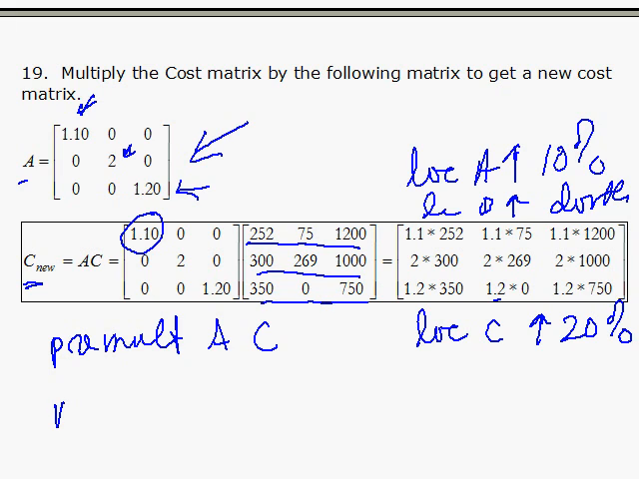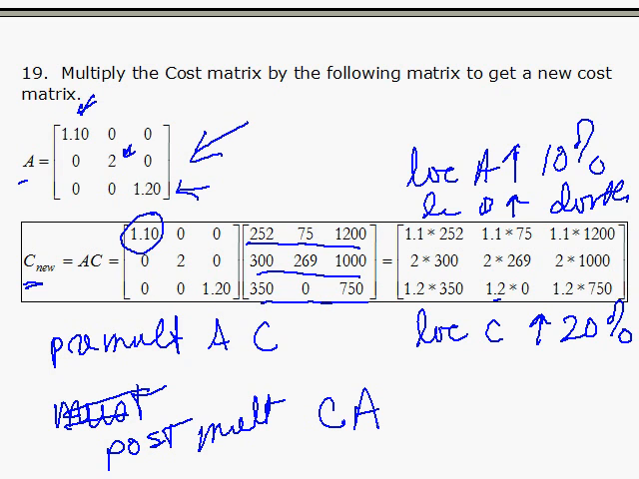Also on the test, there will be something called post-multiply. In that case, it's C times A. When you work out those results, you'll see that the 1.1 multiplies column A, the first column, the 2 multiplies the second column, and the 1.2 multiplies the third column. In this case, the electricity went up 10%, the gas doubled, and the rent went up 20%.